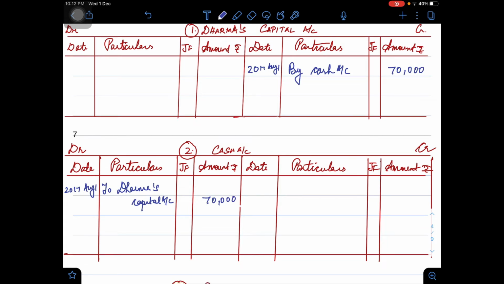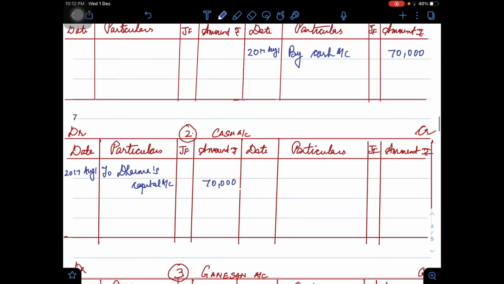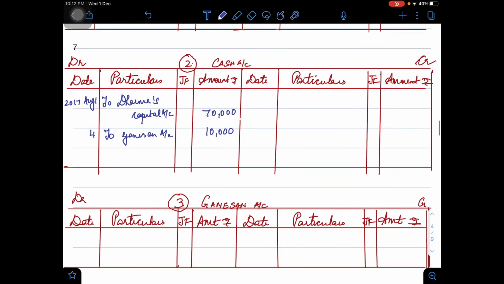Next, number 2, the entry is cash account debtor to Ganeshan. In cash I will write the date as 4, and here I will show to Ganeshan account. So here the amount is 10,000. Able to follow? And in Ganeshan account what will I do? If it is debit in cash, in Ganeshan it should be in the credit. Hope you are able to follow.